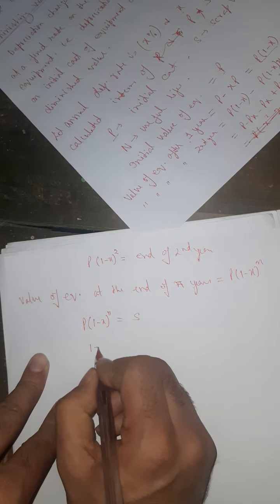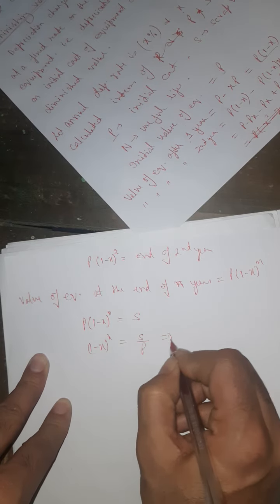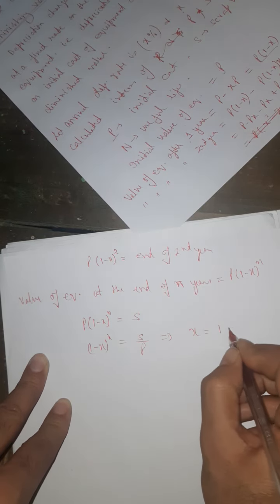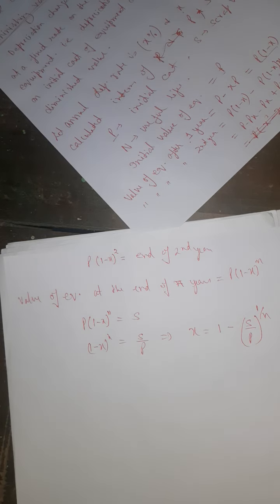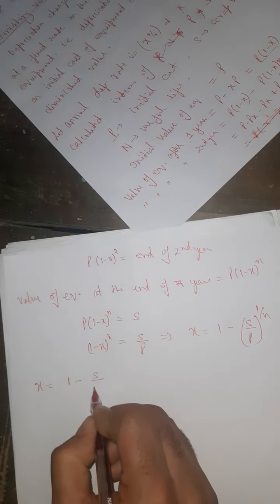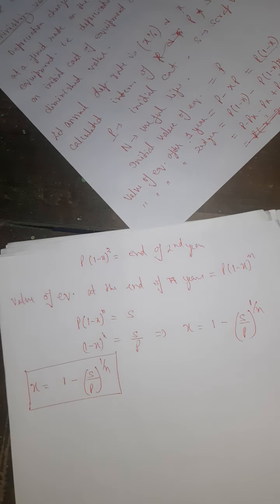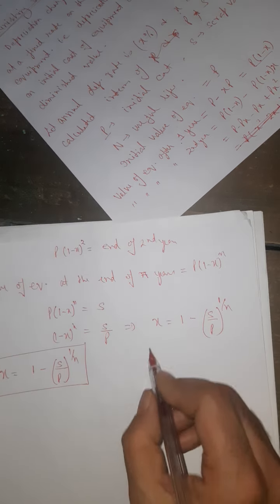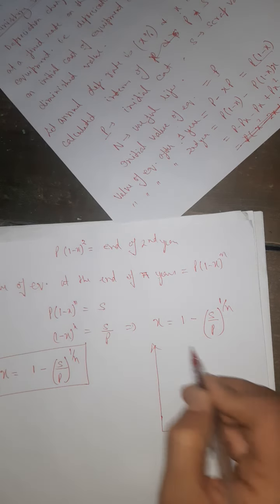So I can write 1 minus X raised to power n is equal to S by P. From here I can write X is equal to 1 minus S by P raised to the power 1 by n, where X is the rate of depreciation. So I will write it here, X is equal to 1 minus S by P raised to power 1 by n. Got it? So how will the graph look? The graph of this curve will be like this.